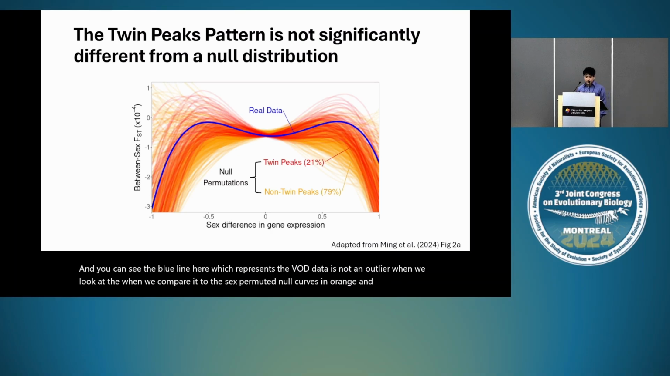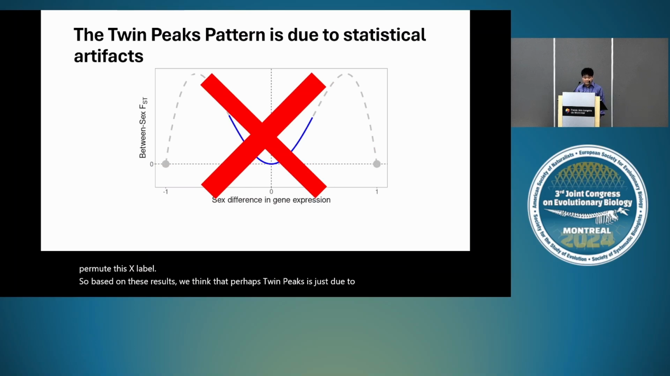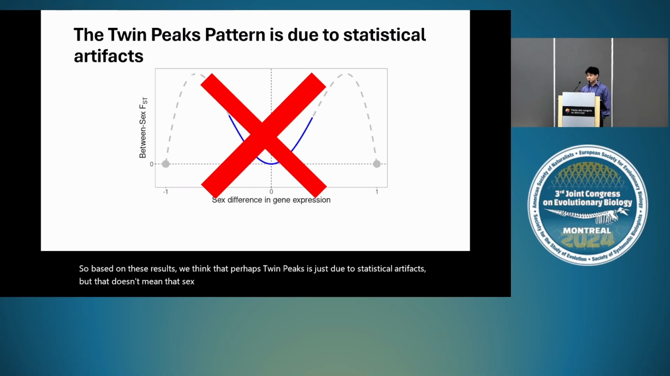In fact, we find that over 20% of our sex-permuted iterations still have a Twin Peaks shape, and those iterations we marked in red here. So the empirical Twin Peaks pattern is not significantly different from the null distribution, and we often get Twin Peaks patterns even when we permute the sex labels. Based on these results, we think that perhaps Twin Peaks is just due to statistical artifacts, but that doesn't mean that sex differential selection isn't real.